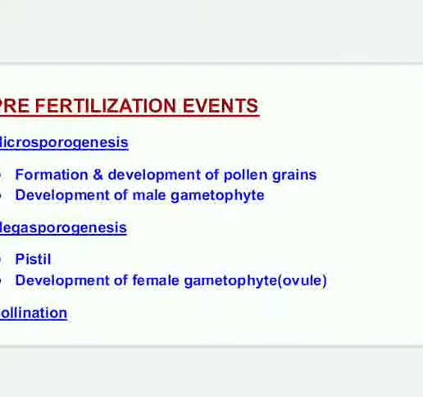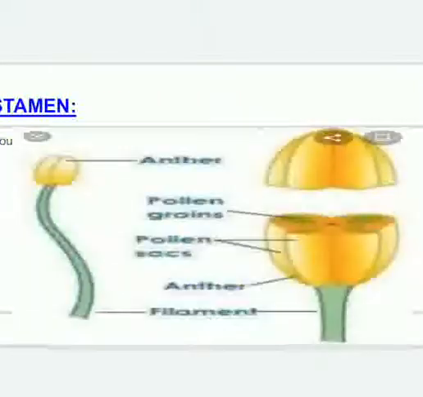Let us start with the microsporogenesis. The microsporogenesis starts from the stamen. As you can see in the figure, stamen in a flower consists of two parts: the long narrow stalk called the filament and upper knob-like structure called the anther.